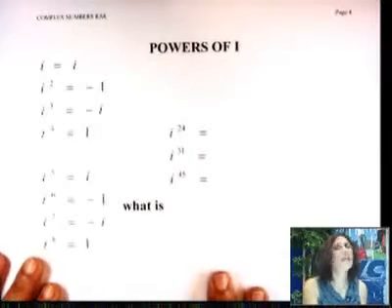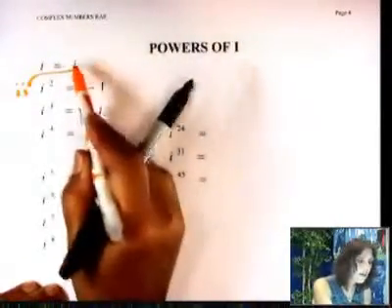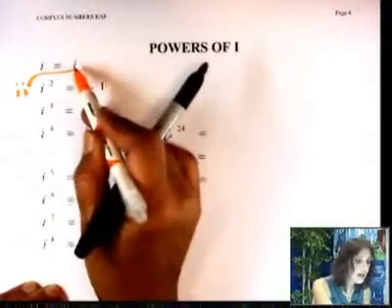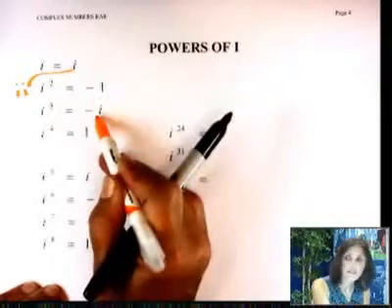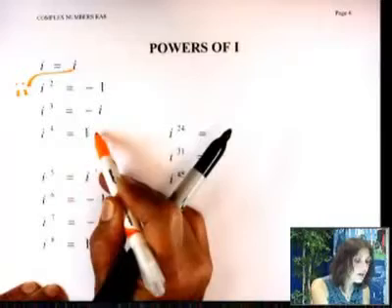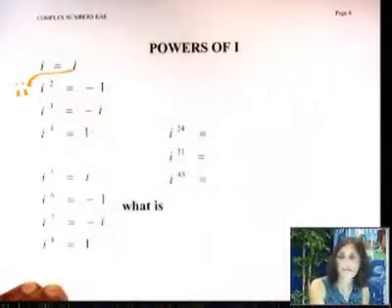Powers of i, how does that work? i is i. Now I'm going to multiply everything by i each time. So i times i is i squared, so that's -1. Multiply by i, that's -i. Multiply by i, that's -i squared, which is 1. So you have i, -1, -i, 1.